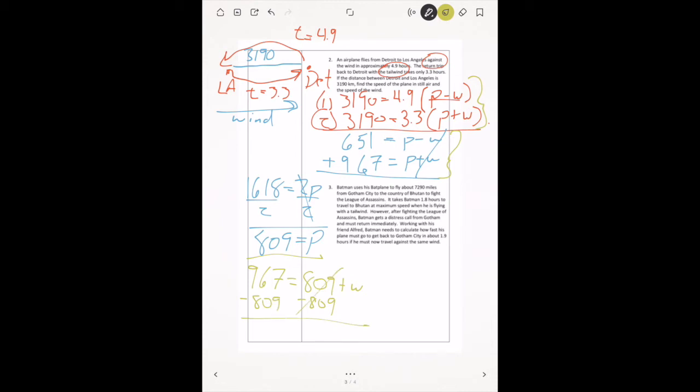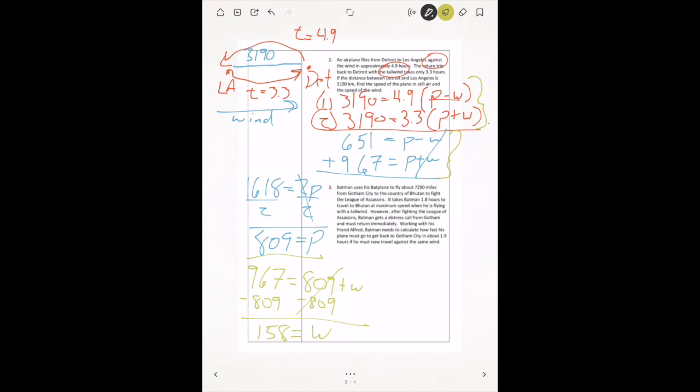So 967 minus 809 should be 158 equals w. That should be the speed of the wind, and whoa, that is moving quickly. So 158 plus the 809 times 3.3, and when I do that, we end up with 3,191.1. Wow, we were only off by 1 kilometer per hour, which isn't that bad at all, actually. That's a pretty fair way of working through this problem.